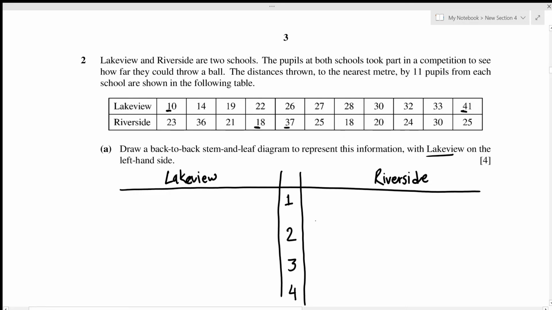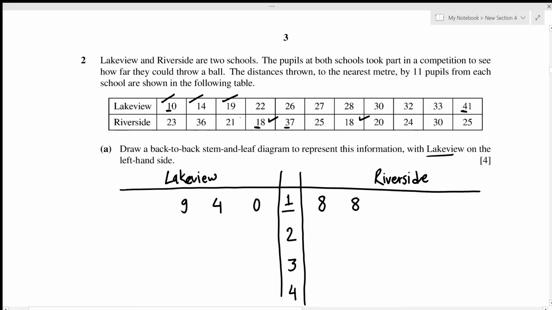Alright, now let's fill up the leaves. Let's do Lakeview first. So the numbers having 1 as their stem are just going to be 10, 14, 19. So that's going to be 0, 4, and 9. Now we're going to repeat the same process for Riverside. So for the numbers having stem value 1, that's going to be 18, another 18. That's it. So that's going to be two 8s.